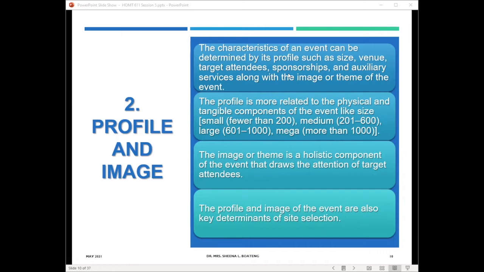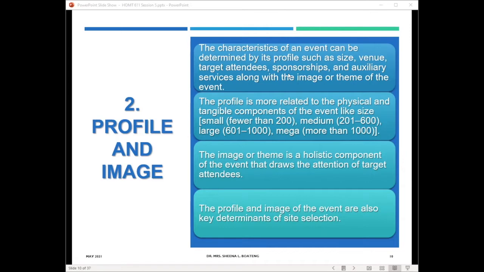It will automatically shoot the event from a small event to a what? A large event or a mega event. Mega. And that would determine the kind of location that you choose. Because if it was less than 200 people or less than 50 people, you could have easily had it on the office grounds, isn't it? Or in the company conference room.